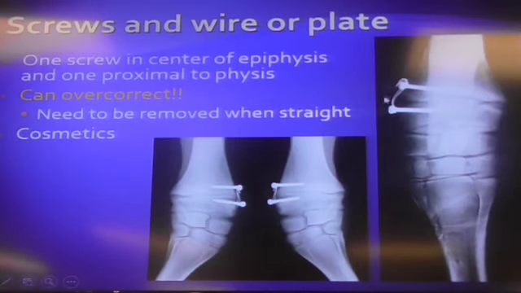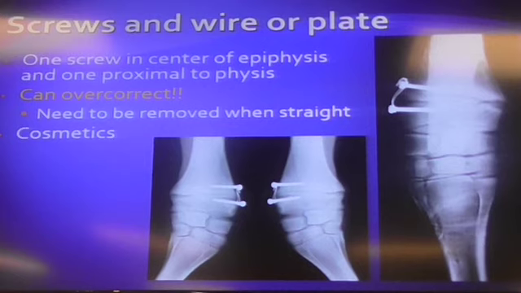Big problems. So the screw and the wire, these are really severe. Look at these guys here. So one in the center of the epiphysis and one proximal to the physis, just one on either side of the physis there. And any of these things where you're putting metal in can absolutely overcorrect. This is what I have faith that I'm actually doing something. Cosmetics, a little bit less good than with your periosteal strip or with your transfixation strip.